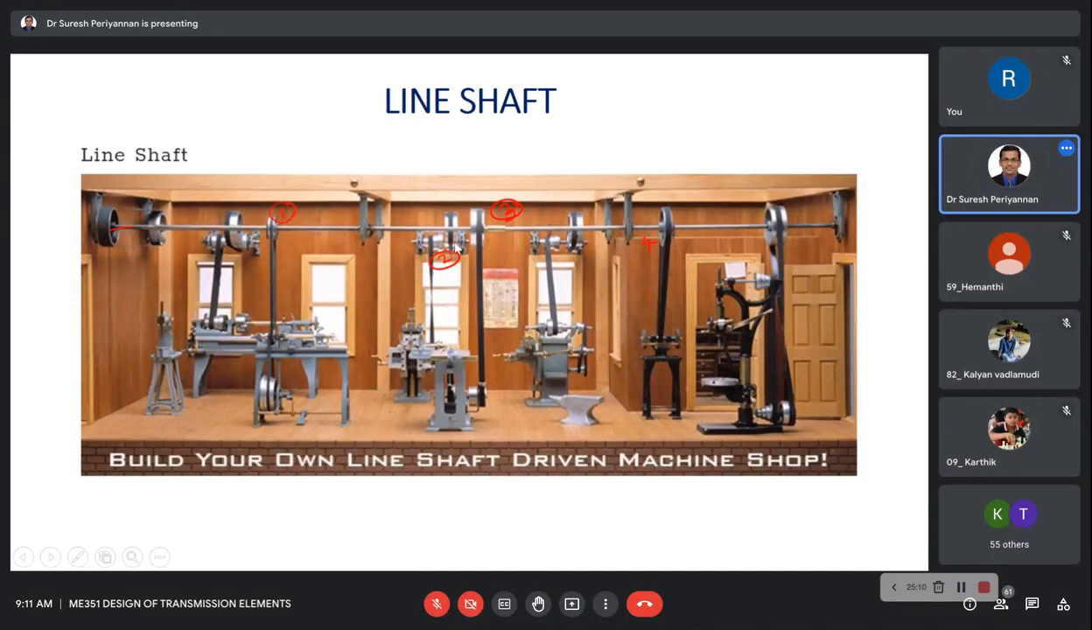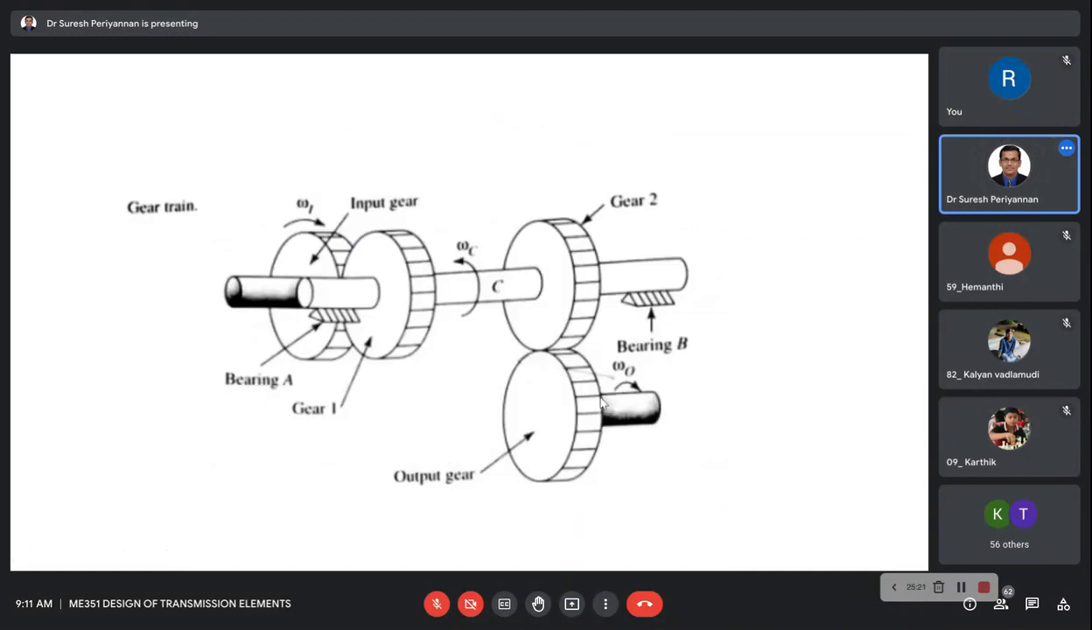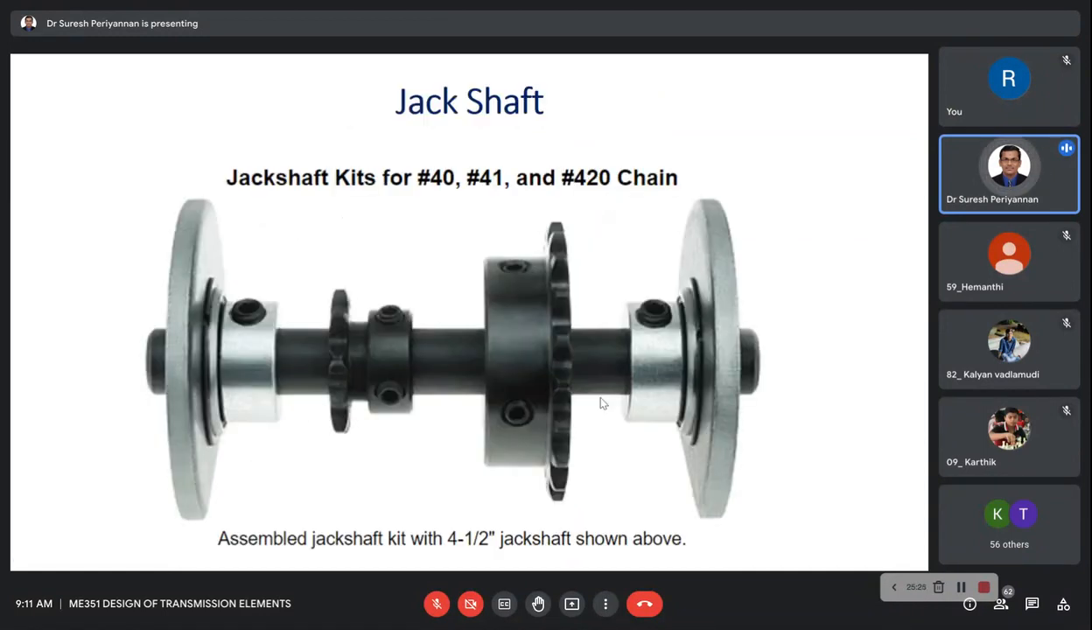Okay. Now this is a counter shaft. We already discussed it in a detailed manner. And these things I also put in this LMS, this PPT. These are the counter shaft. This is a jack shaft.